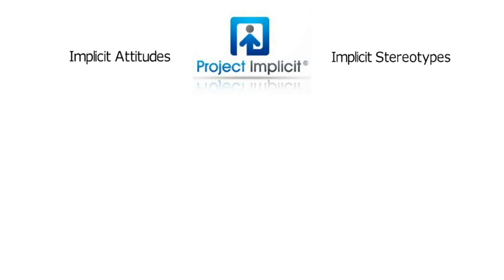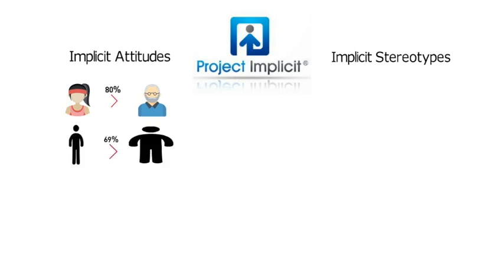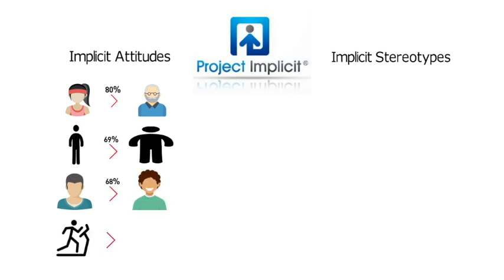On average, our implicit attitudes, which, to remind you, are overall valences toward a category, predictably favor certain groups over others. 80% of participants prefer young over old, 69% thin over overweight, 68% white over black, 76% able-bodied over disabled.